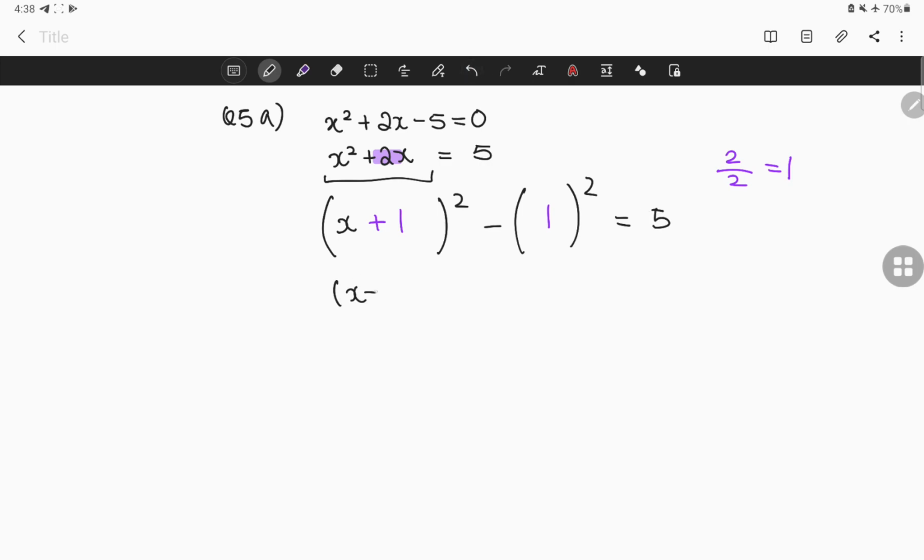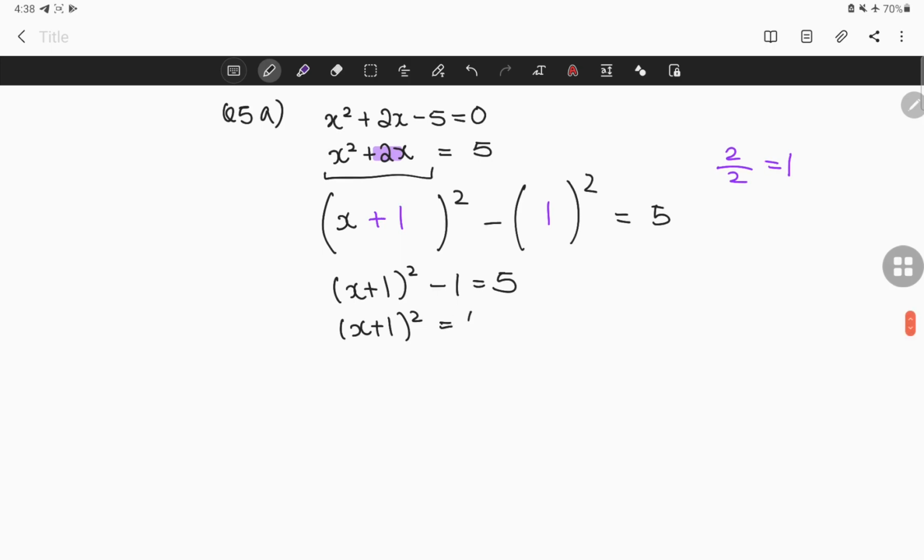So let me rewrite it. I will have x plus 1, the whole thing squared, minus 1, and this is equal to 5. I can then bring 1 over to the right hand side. I will add 1 on both sides of the equation, and that would give me 6. So from here onwards, it will be similar to how we solve question 2c and question 2d.